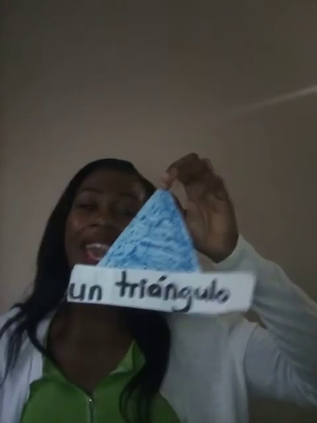Las formas, ¿qué es esto? Las formas, ¿qué es esto? Rectángulo, rectángulo, rectángulo. Las formas, ¿qué es esto? Las formas, ¿qué es esto? Un círculo, un círculo, un círculo. Las formas, ¿qué es esto? Las formas, ¿qué es esto? Cuadrado, cuadrado, cuadrado. Última. Las formas, ¿qué es esto? Las formas, ¿qué es esto? Triángulo, triángulo, triángulo. Muy bien, muy bien.